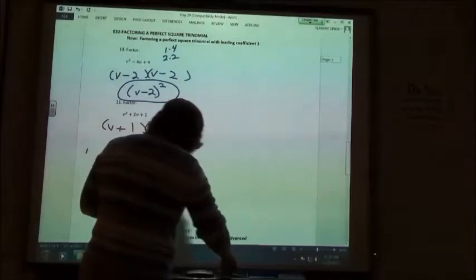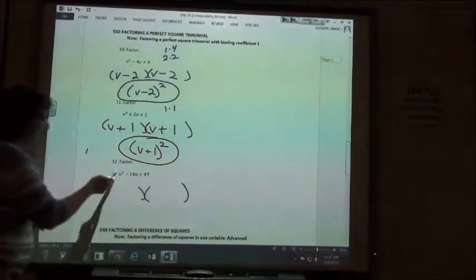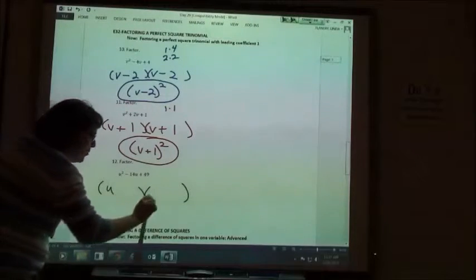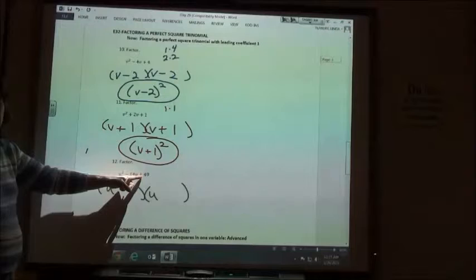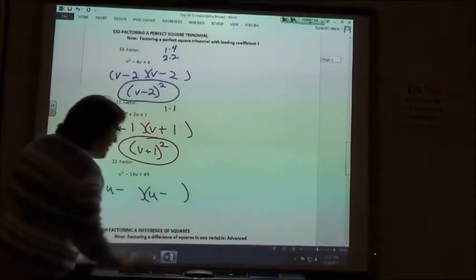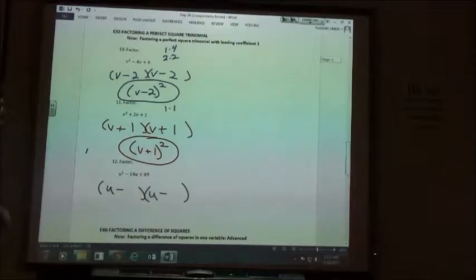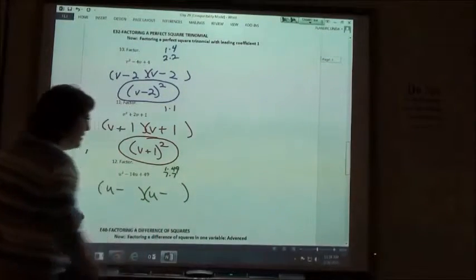Number 12, same kind of thing. I'm factoring. Factors of u squared, u and u. The end is a positive, which means both signs have to be the same as the middle. Negative and a negative. Factors of 49, 1 and 49 or 7 and 7.